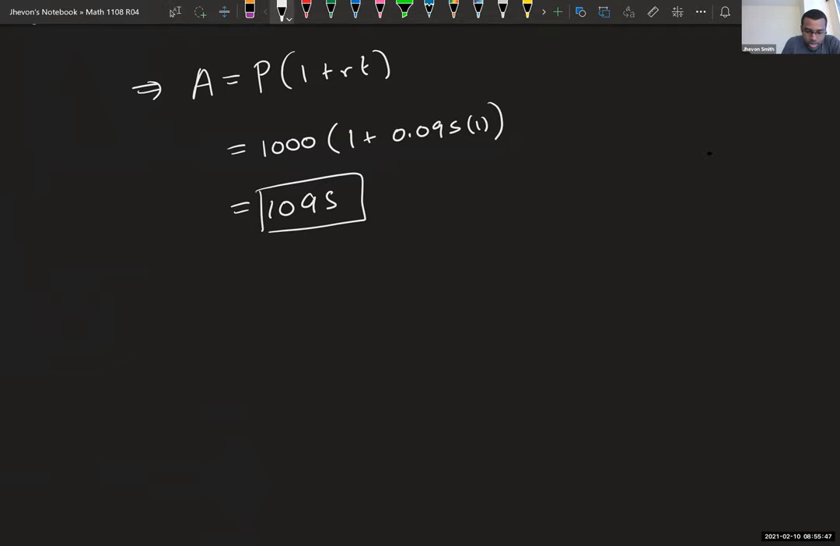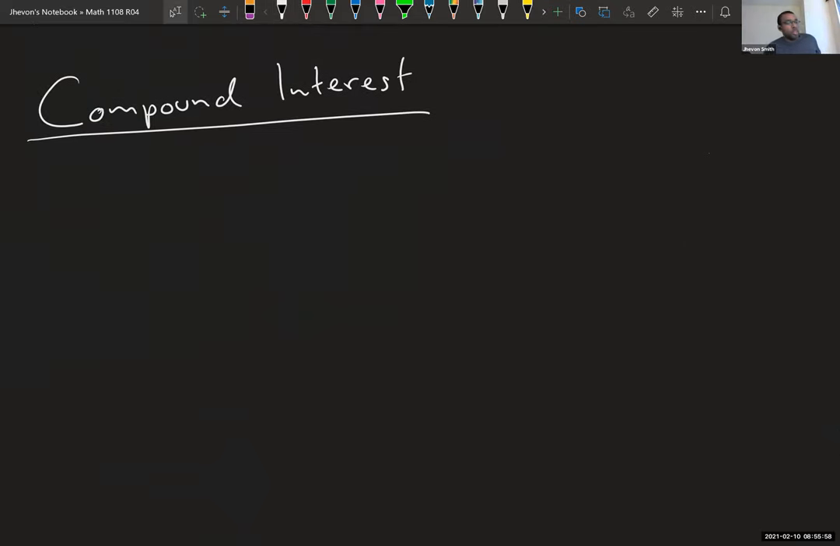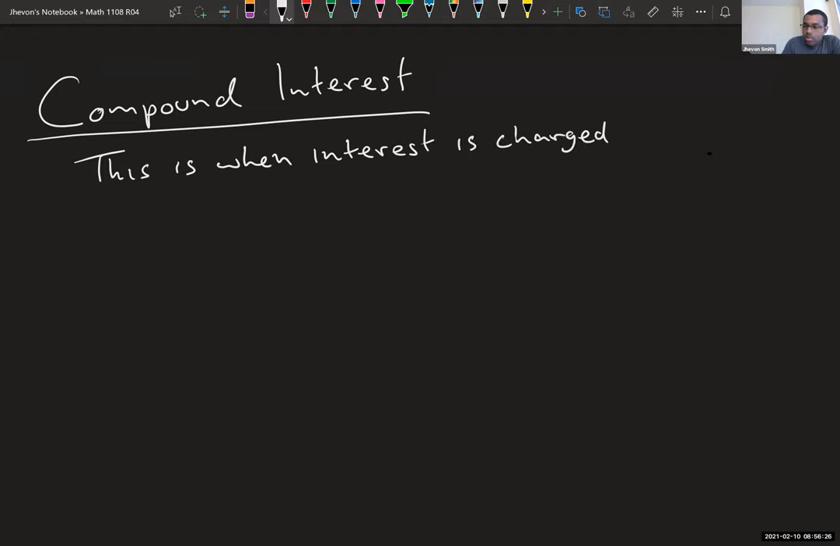All right, let's talk about the other one. Compounded interest. Okay, so we've actually kind of looked at this before when I was talking about exponential functions. So I'm not going to derive the formula for you, but I'm just going to kind of tell you what compound interest is and tell you the formula that we've developed before. So this is when interest is charged on the principal and accrued interest over time.